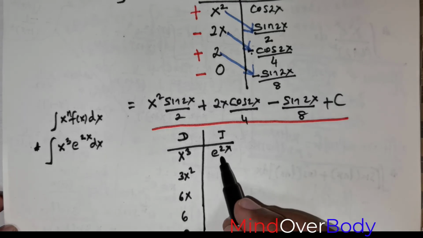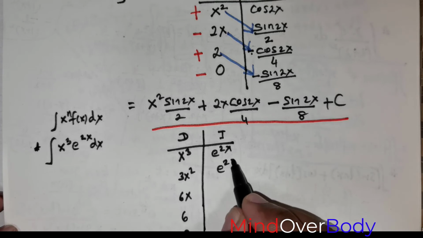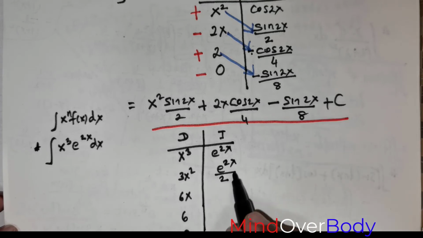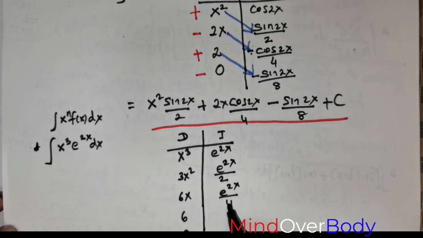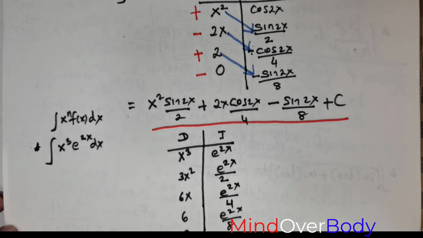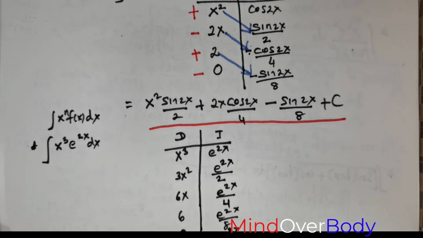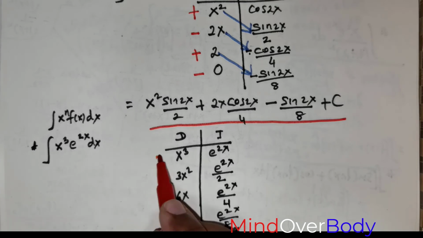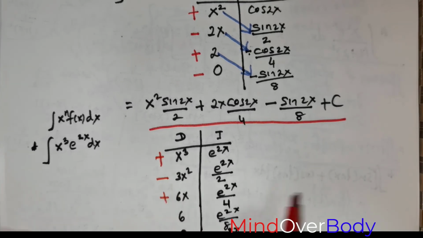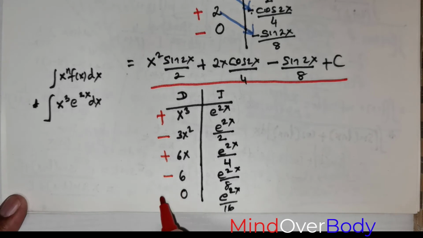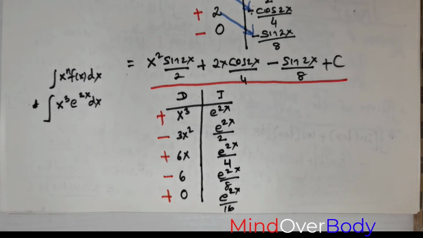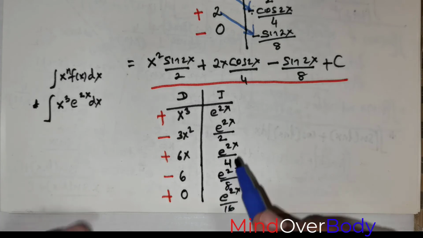Now we integrate e raised to the power of 2x, which is e raised to the power of 2x divided by 2. We integrate again, and this is going to be e raised to the power of 2x divided by 4. We integrate again, and this is e raised to the power of 2x divided by 8. We integrate again, and this is e raised to the power of 2x divided by 16. Now we place the signs. We start off with positive, negative, positive, negative and positive, and then we start the mapping.